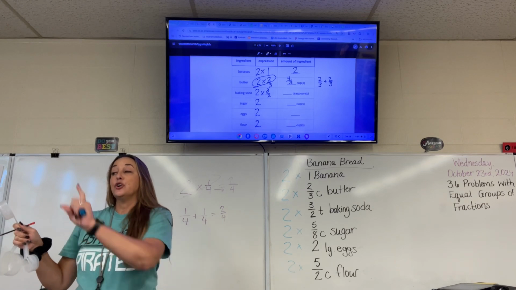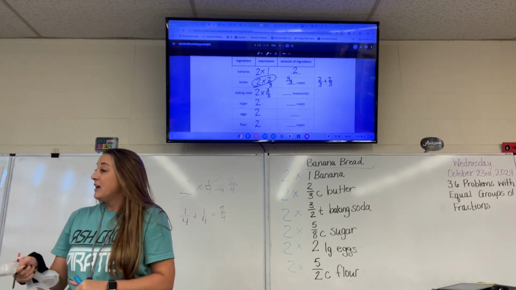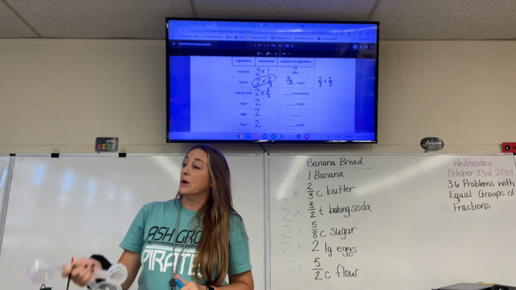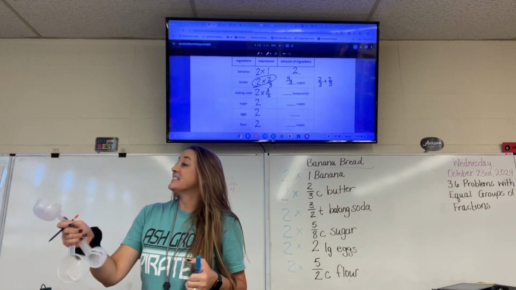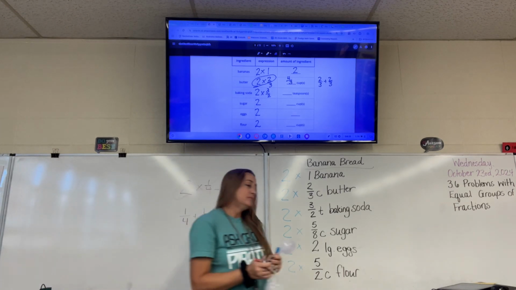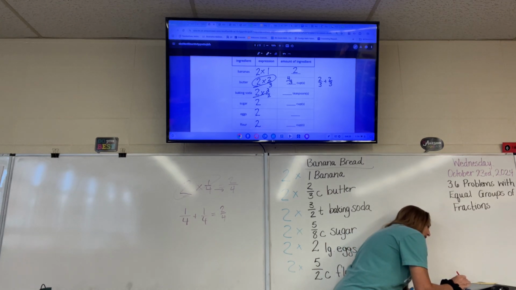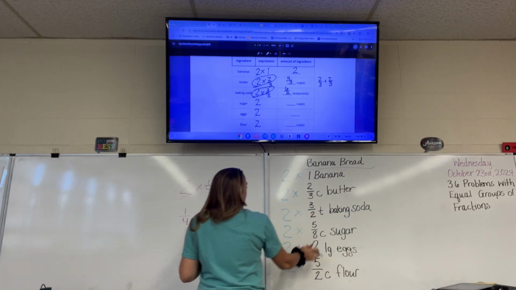Okay, so it took 3 for 1 batch. So I'm gonna have to do 3 more for a second batch. So altogether, 6 halves. Does that make sense? Because Macy, 2 times 3 equals 6. And the denominator stays the same. And that was baking soda.